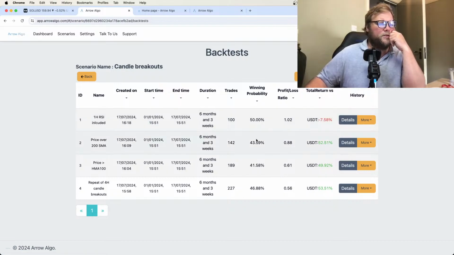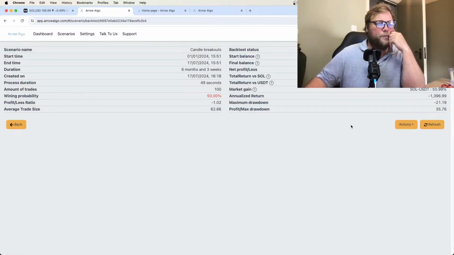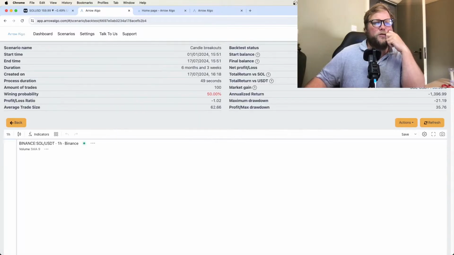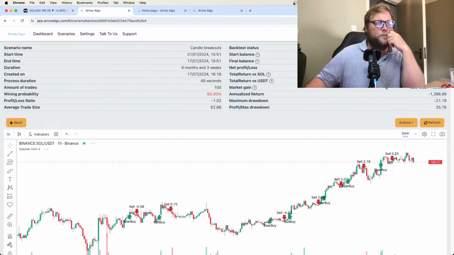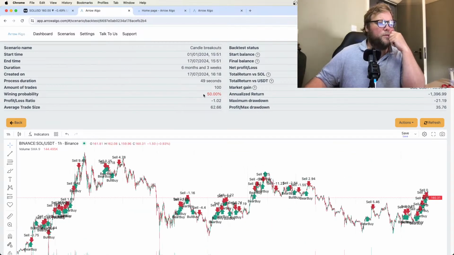So interestingly, the first thing I noticed there is that we've managed to cut down the number of trades as we've gone as well. So we've got a higher winning probability here, and we've got less trades. So what we've done is cut out some of the more unsuccessful trades, and we've got a much higher profit loss ratio. Let's open it up. The overall strategy is at a loss, but some of these key metrics are quite nice.